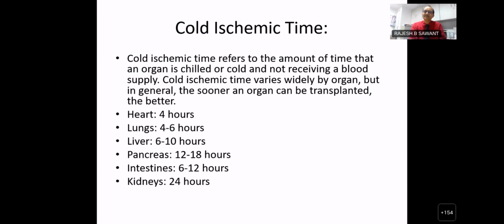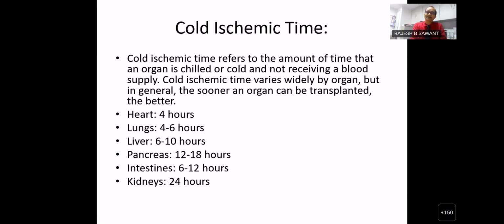What this refers to is the amount of time that an organ is chilled or cold and not receiving any blood supply. Understanding this cold ischemia time is very, very important, because your donor may be in hospital A at one corner of the city, and the recipient may be in one of the ICUs in another hospital at the other corner of the city. After retrieval, the organ has to reach the recipient hospital at the earliest, and the topmost is the heart, because heart has a cold ischemia time of only 4 hours. For lungs, it is around 4 to 6 hours, right?